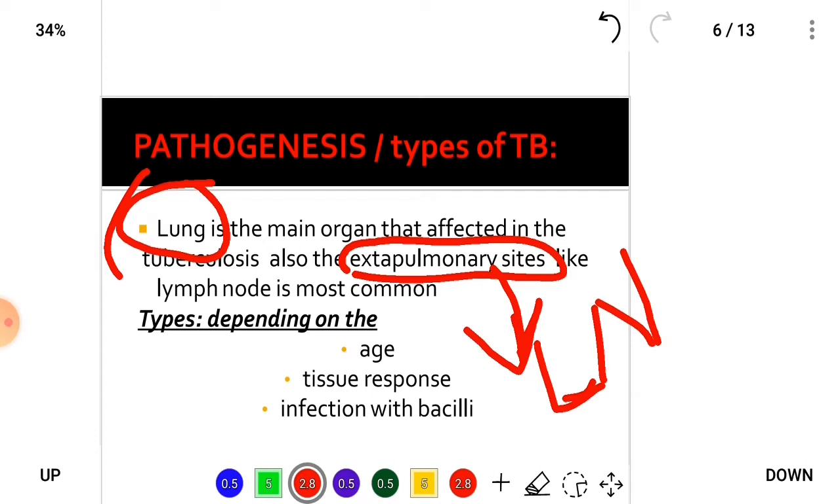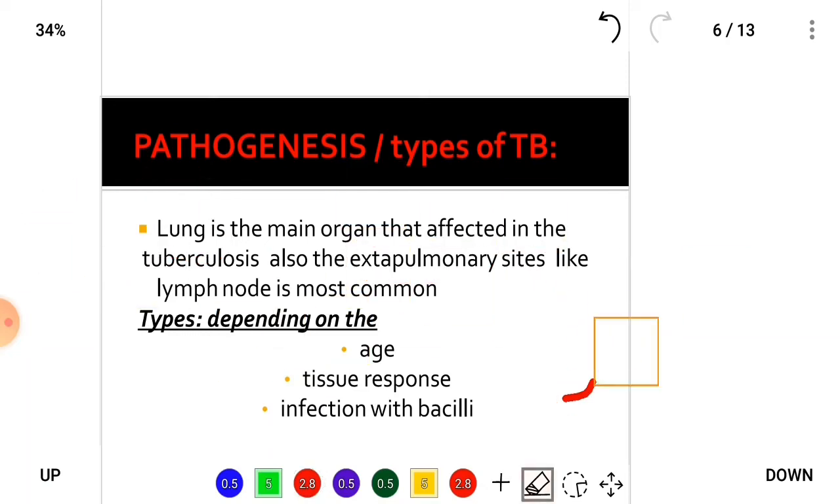So tuberculosis has two types of pathogenesis, the primary tuberculosis and the secondary tuberculosis. This classification depends upon the following three factors. What are the following three factors? The first one is the age. The age is related to the immunity.